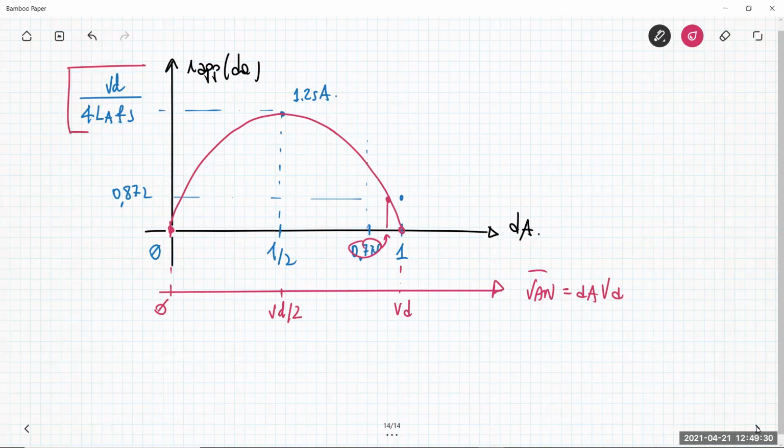Remember this quantity here, which is the maximum possible value, because we compare this quantity for the other situations, for other topologies.